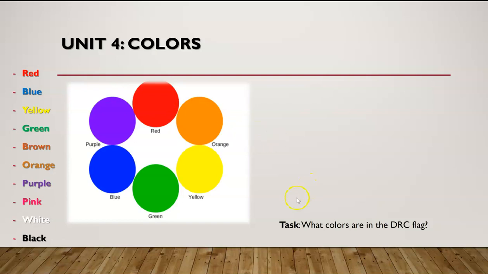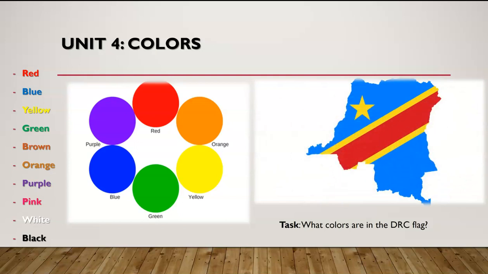Now there's a question here they ask you. What colors are in the DRC flag? Let's look at the DRC flag. What colors do we have in there? You need to answer. I see one, I see two. This stripe looks like this. I see this one. So to me, we have three main colors in the DRC flag.